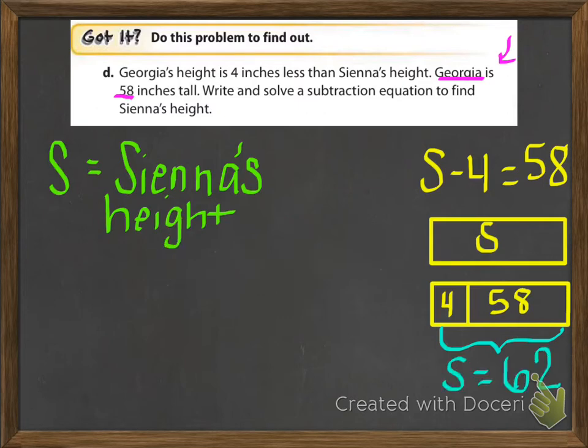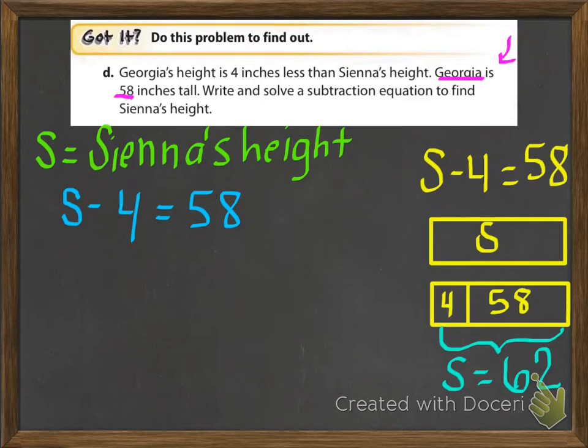So now I went ahead and erased the other way that we wrote the problem. Let me make Sienna's height smaller here. Okay, so as you can see, we have that equation again. Now we're going to do the inverse operation so that we can undo this subtraction. So we say to ourselves, what's happening to the S? Well, 4 is being subtracted from the S. So that means to get rid of it, we need to add 4 to the side with the S and the other side, because what you do to one side, you must do to the other.